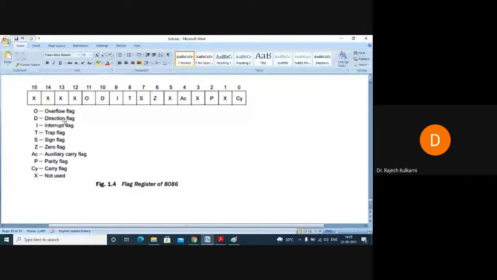Let us say the direction flag is set to 0. Then the processing of the string begins from the lower address to the higher address. If it is set to 1, then it will be the opposite of that. Okay. Next is the interrupt flag.